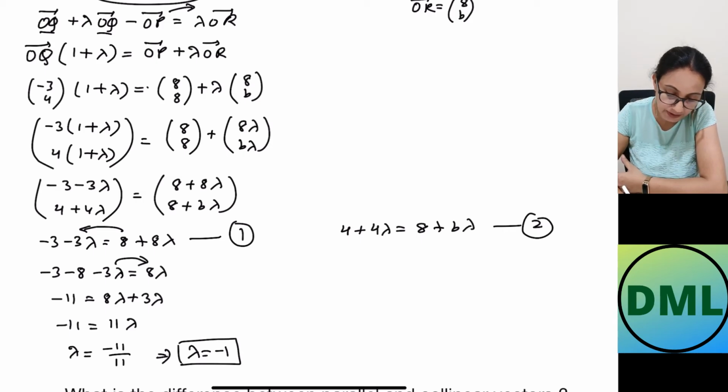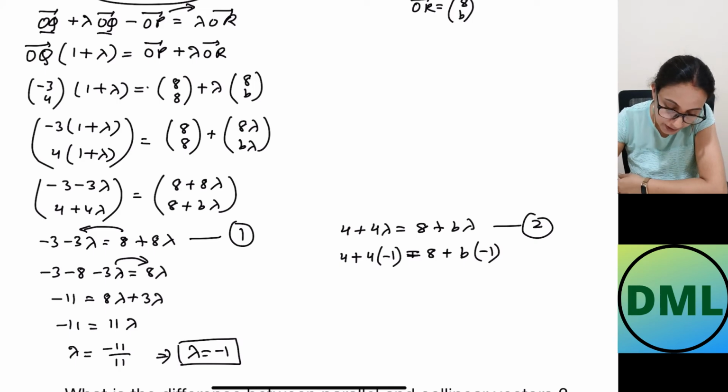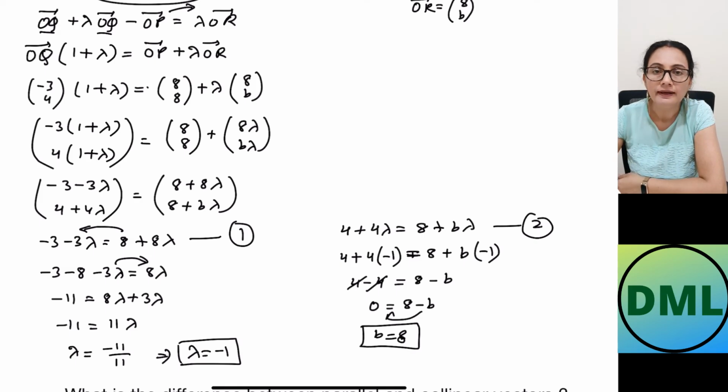Now I am substituting this value of lambda in equation number 2. So I'll be getting 4 plus 4 bracket of minus 1 is equal to 8 plus B bracket of minus 1. So it will be 4 minus 4 is equal to 8 minus B. So it got cancelled and it will be 0 here, which will be equal to 8 minus B. Now move this B on the left hand side, you will be getting B is equal to 8. So these are the values for B and lambda.